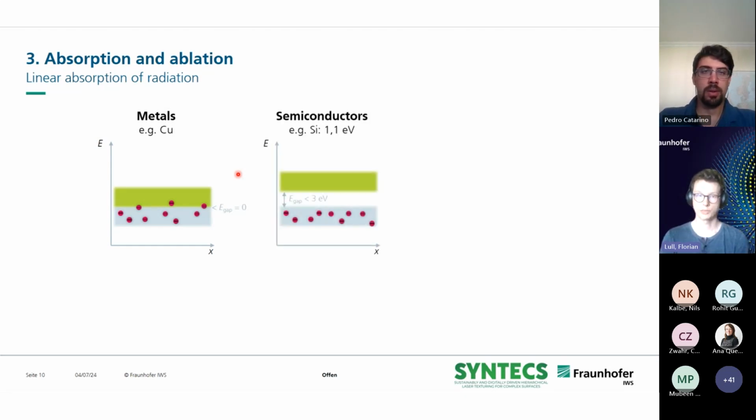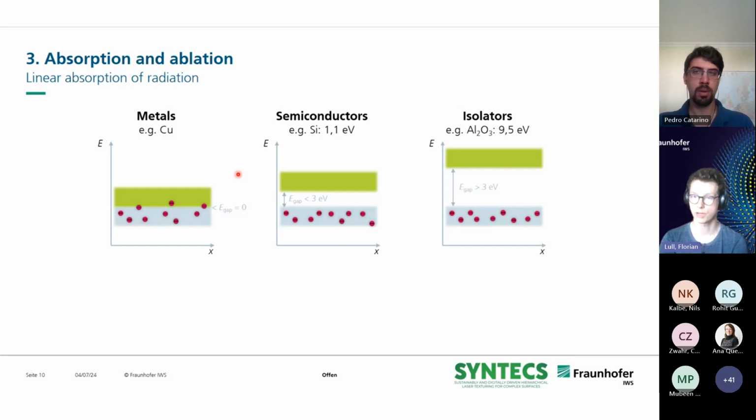For semiconductors, it's a little bit harder. We have a band gap of up to 3 electron volts. For example, silicon has a band gap of 1.1 electron volt, and this would mean that we need a photon energy of at least 1.1 electron volts to bridge the gap between conduction band and valence band. For isolators, it's even harder. Aluminium oxide, for example, has a band gap of 9.5 electron volts.